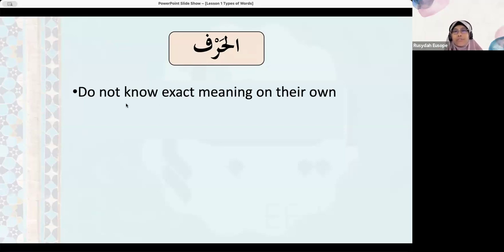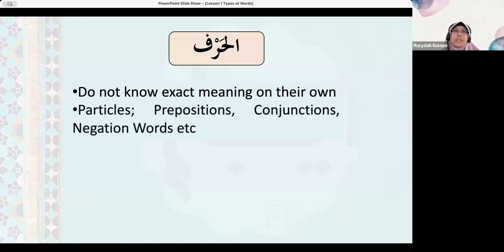Usually with harf, we do not know the exact meaning of the word without the context, without a phrase at least, if not a sentence. Some huruf have different meanings, a few meanings. We can only translate the harf, the particle, accurately if we have a sentence, a context, or a phrase at least.